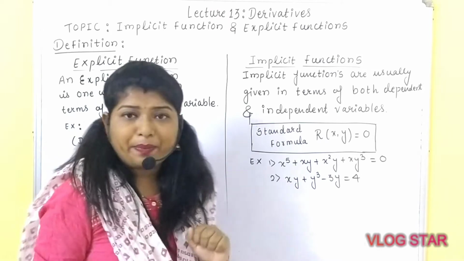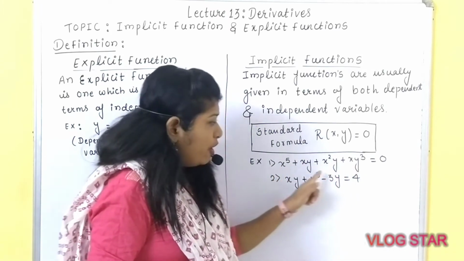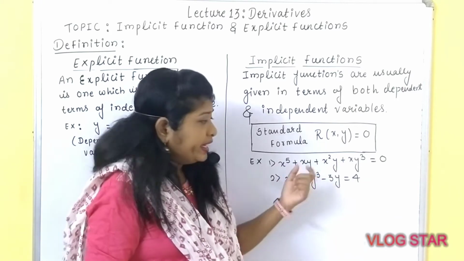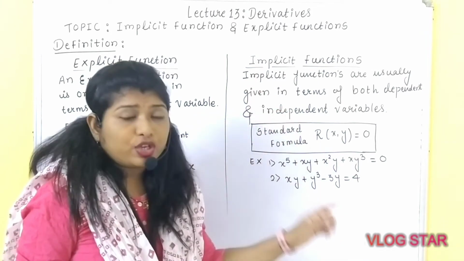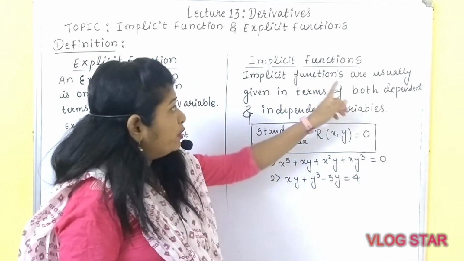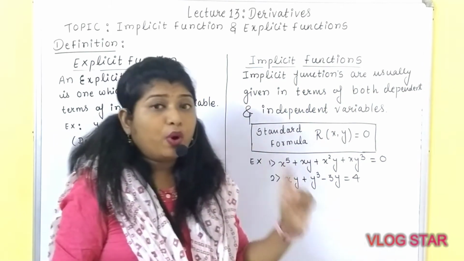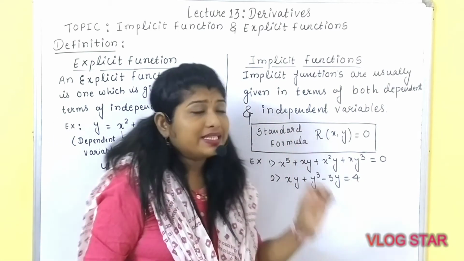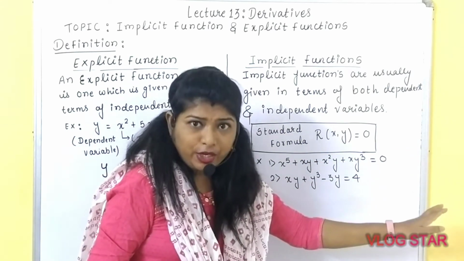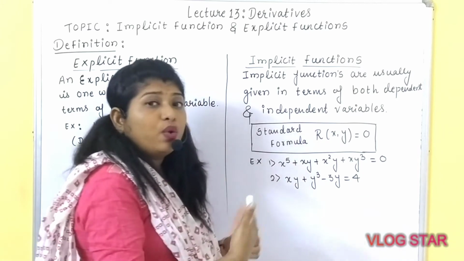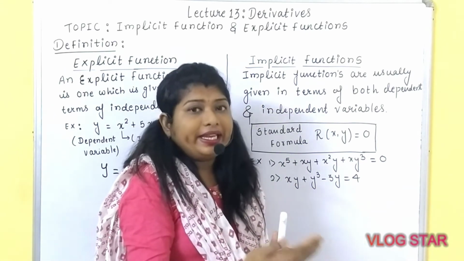I have written two examples here. The first one, if you observe carefully, on the left hand side is a combination of x and y. As per the definition, implicit functions are usually given in terms of both the dependent as well as the independent variable, and the expression should be equal to 0. How we are going to take the derivative of that function, we'll study in the next video.